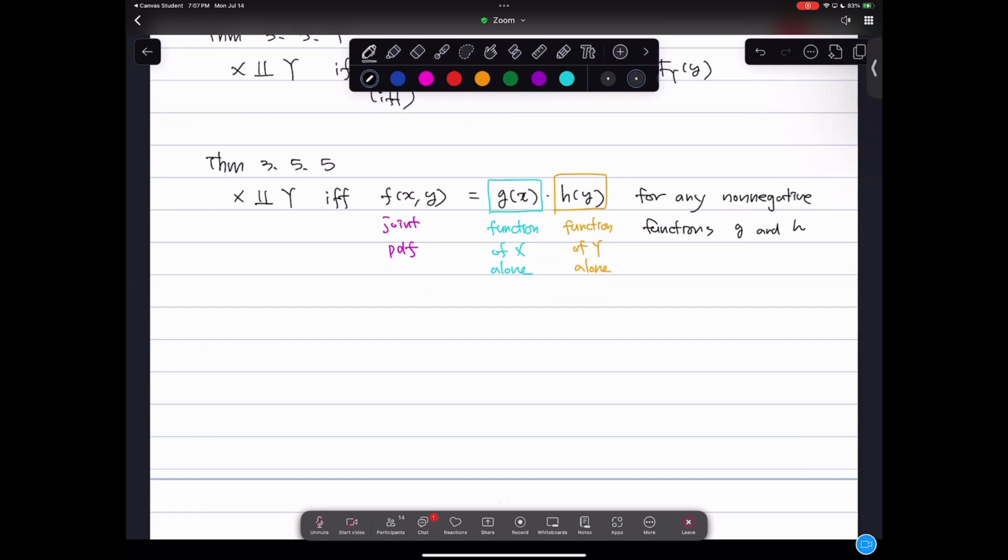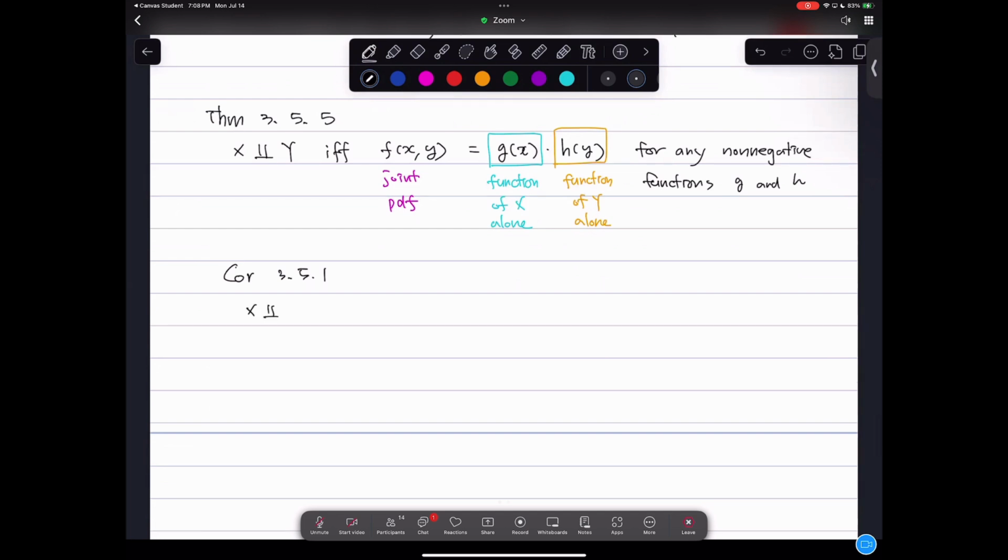So if x and y are independent, a little more specific than this general f and g, or f and h, they're independent if and only if your joint equals the product of the marginals for all these x and y. So that's another one that we're going to be using.